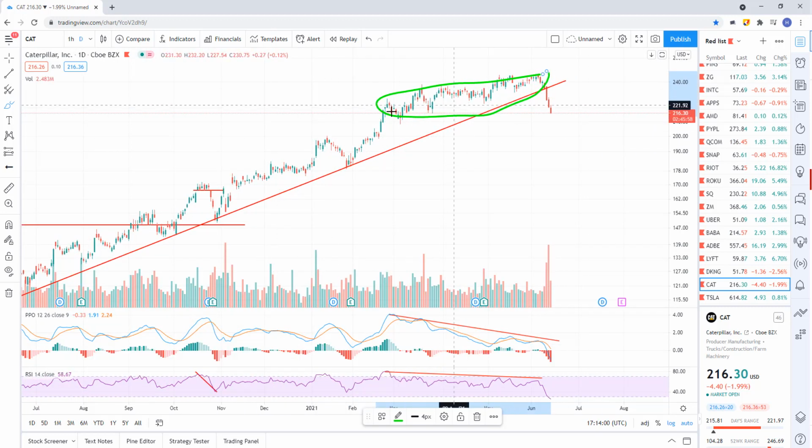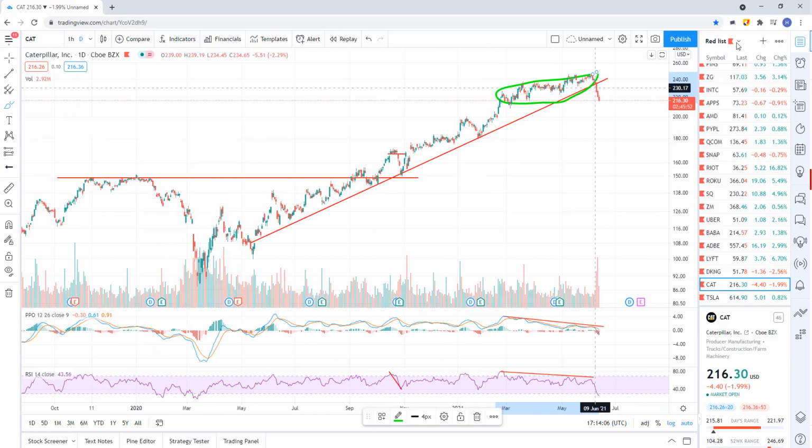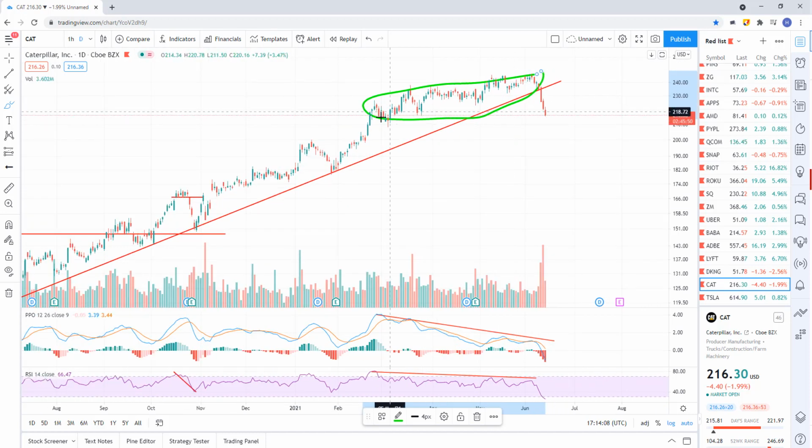I'm not in this one. I've got some other industrials that I pointed out, but again, this is on a clear sell signal. Likely going to get a bounce sometime soon. We'll have to find those levels, but probably down around this 200, 201 area, likely going to get some form of a bounce.